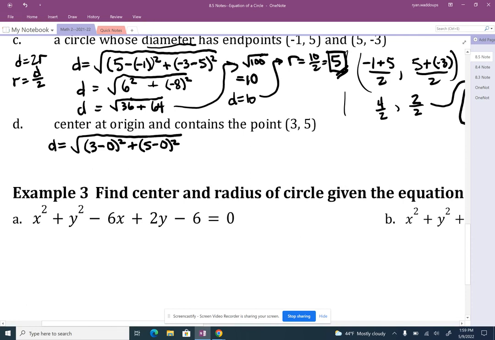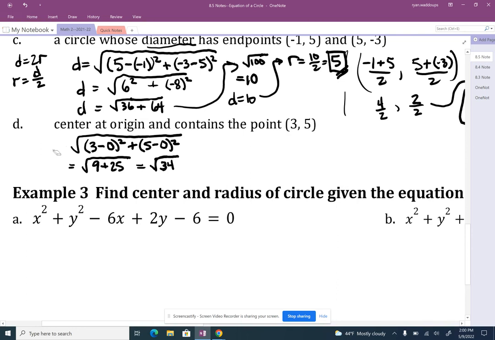Well, 3 minus 0 is 3, and 5 minus 0 is 5. 3 squared is 9, and 5 squared is 25. And 25 plus 9 is 34. So I have the square root of 34. And that's 2 times 17, neither of which has a factor twice, so I can't simplify it any. So I'm just going to leave it as the square root of 34.